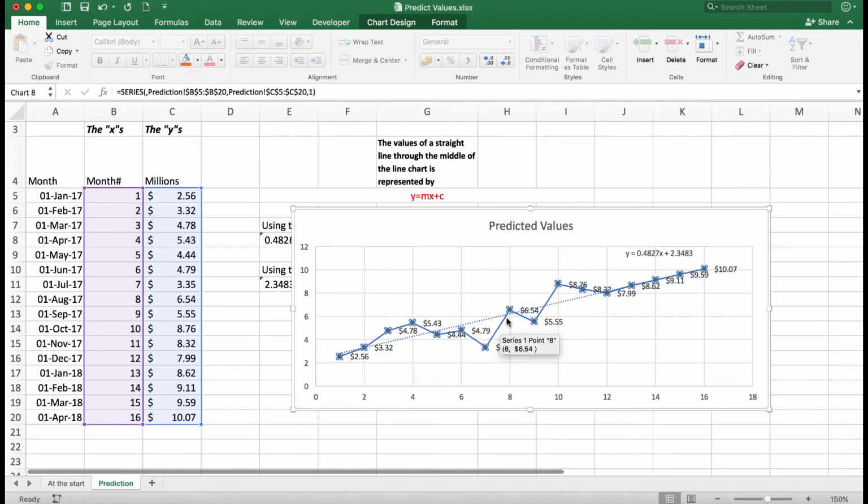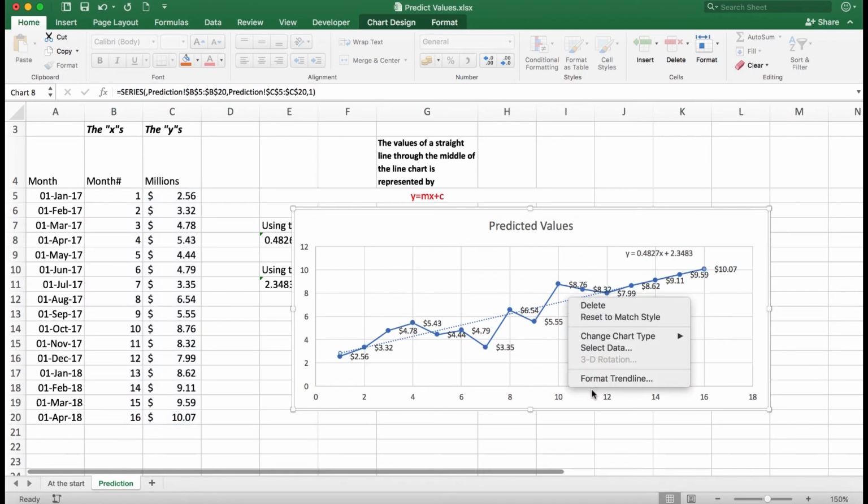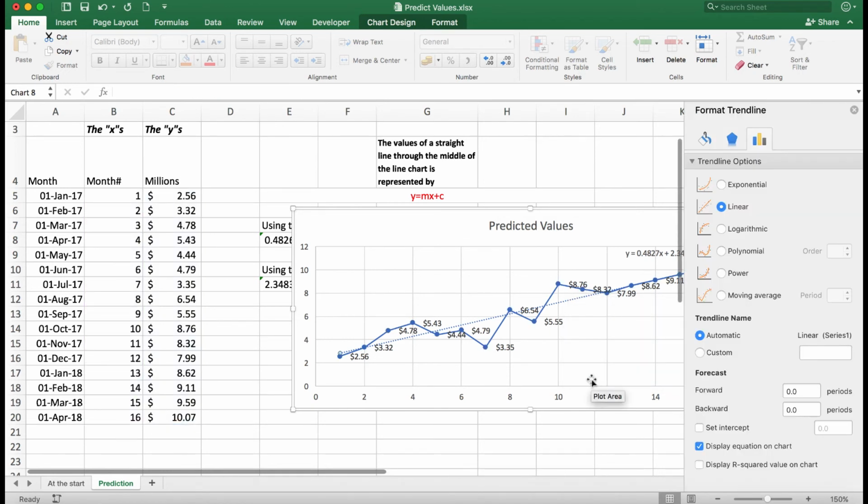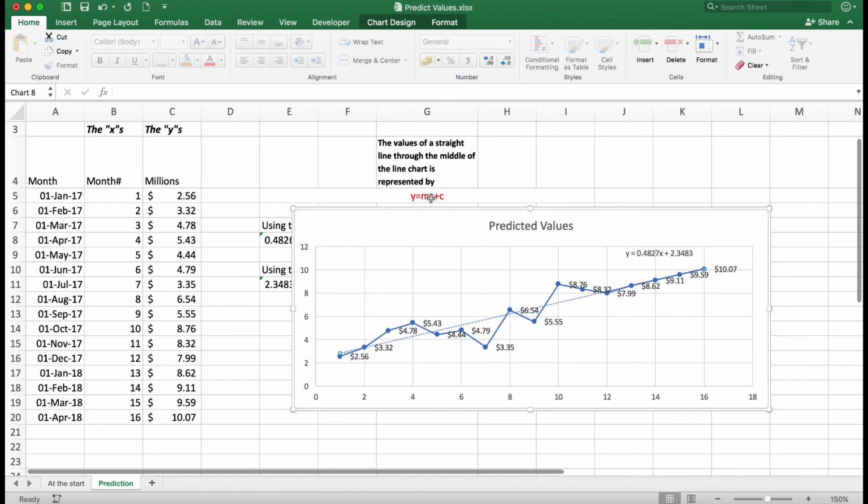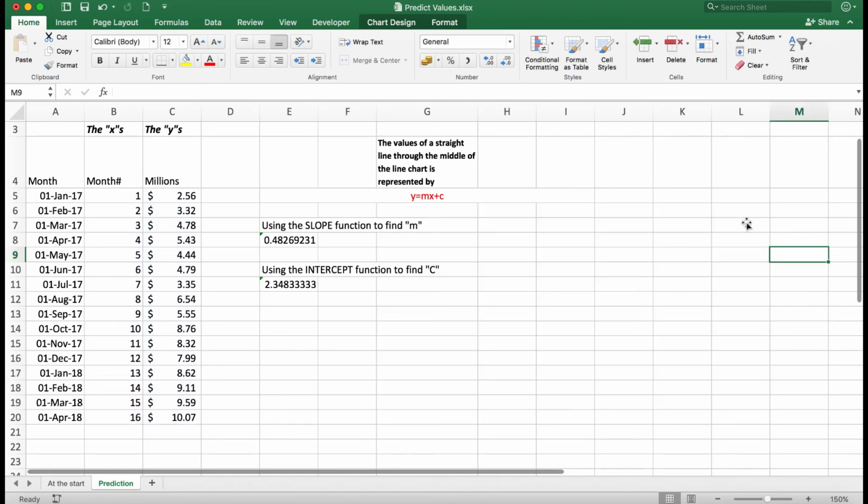So these numbers here on the chart equate to what I see here in the Y values in the numbers themselves. So this proves that the formula here, Y equals MX plus C, is correct. Now, how did I see that formula? Well, what I did, I right-clicked on the trend line, format the trend line, and then I said display the equation on the chart. So that's how we do it, and you can see that understanding that Y equals MX plus C, bearing in mind that these are the X's, these are the Y's, and all we did was to work out what the M and the C was.